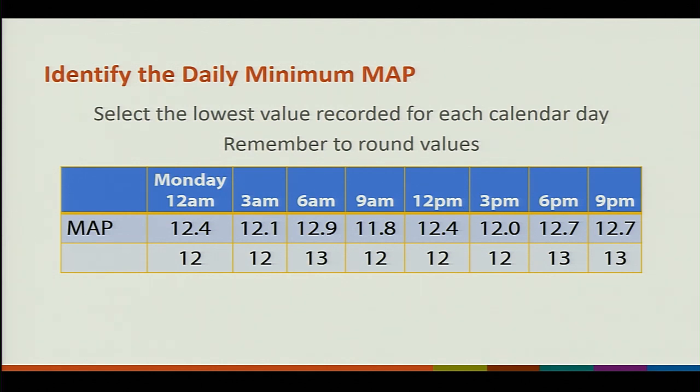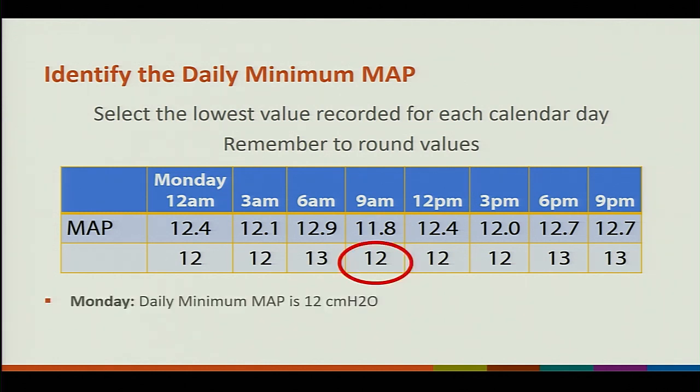And this one, you're not going to select. I'm just going to tell you. Because we need to round up and down, our options are 12, 13. So what's the lowest value? 12. Okay. Tough one, right?